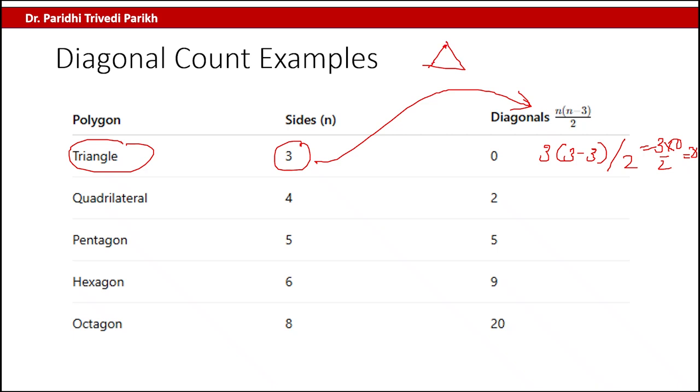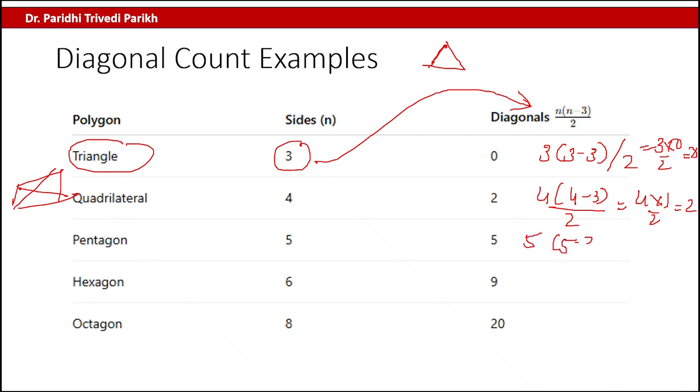Now let's say this is a triangle. I can't make any diagonal, so the answer is correct. Diagonals are 0, right? Now quadrilateral. I'll put 4 minus 3 by 2. So I shall get 4 into 1 by 2, that means 2, right? So in a quadrilateral, this is one diagonal, this is another diagonal.